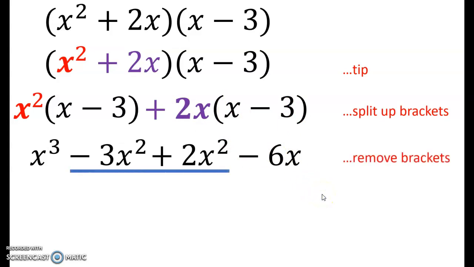In the middle, we've got this minus 3x squared plus 2x squared, and of course this is our old friend when the signs are different. Take the small number from the big. So 2 from 3 is 1, and keep the sign of the big number, which is minus. That's going to be minus 1x squared there in the middle, and the x cubed has nothing else to tidy up, so that falls down to the next line, and similarly minus 6x. And that is that question done. And that is them all done, so hopefully that's a help on expanding brackets.